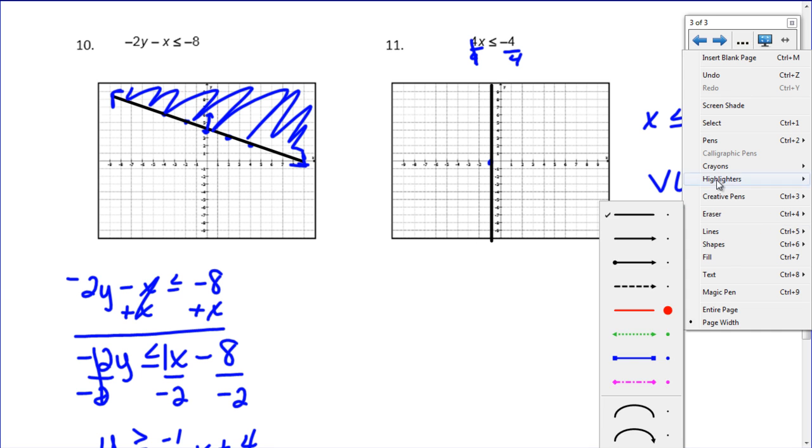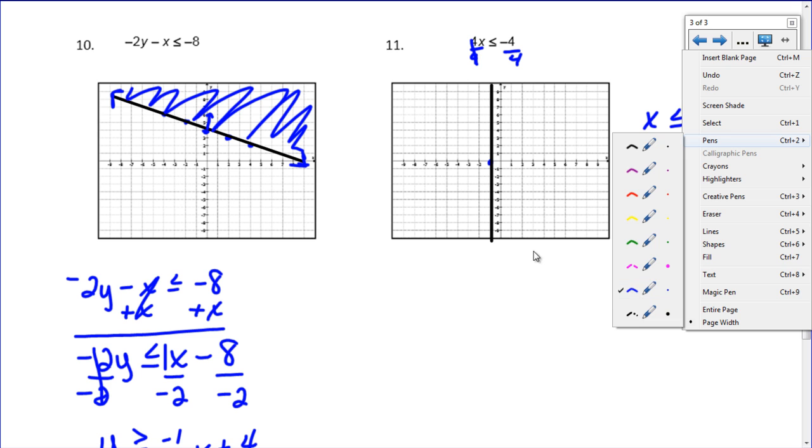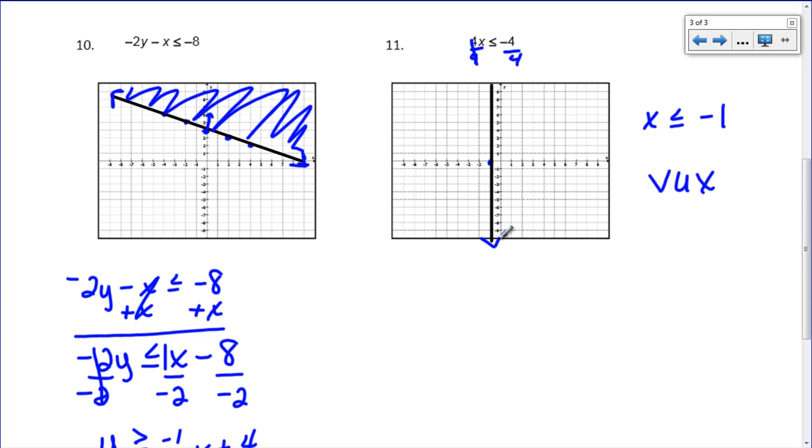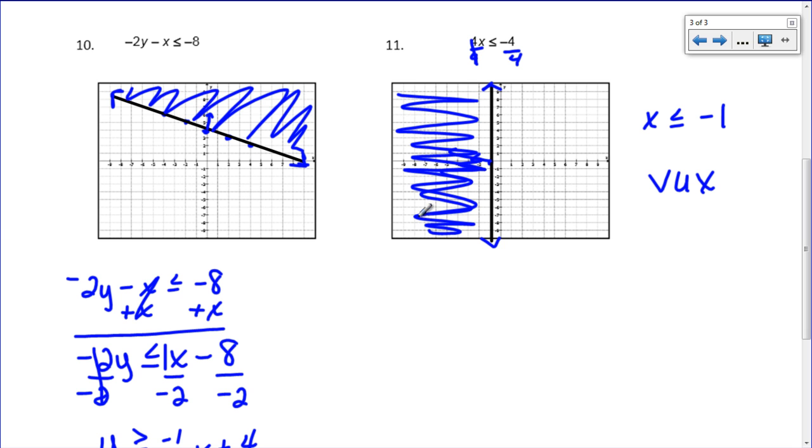And then I have to talk about shading. Now I don't get to do the above or below part here because my line was vertical. There's no above or below the line. But less than -1, if you're thinking about this number line, if -1 is right here, numbers that are less than that are this direction. So you have to shade everything over here to the left. And that's what your inequality looks like when graphed.